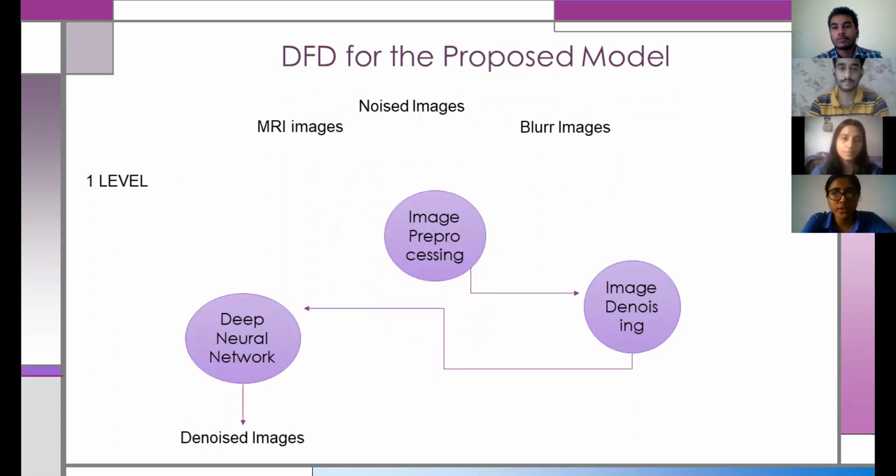Here we have shown how the denoised image is produced with the help of image processing, where we have denoised the image using a deep neural network. As I said, we have made a machine learning model using CNN, and there we have also used autoencoders to denoise the image. We have used autoencoders so as to reduce the dimensionality. Next slide.